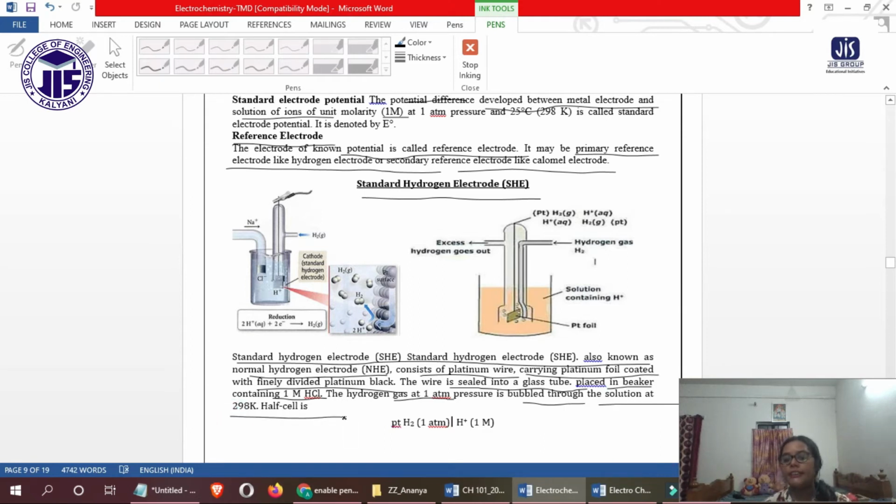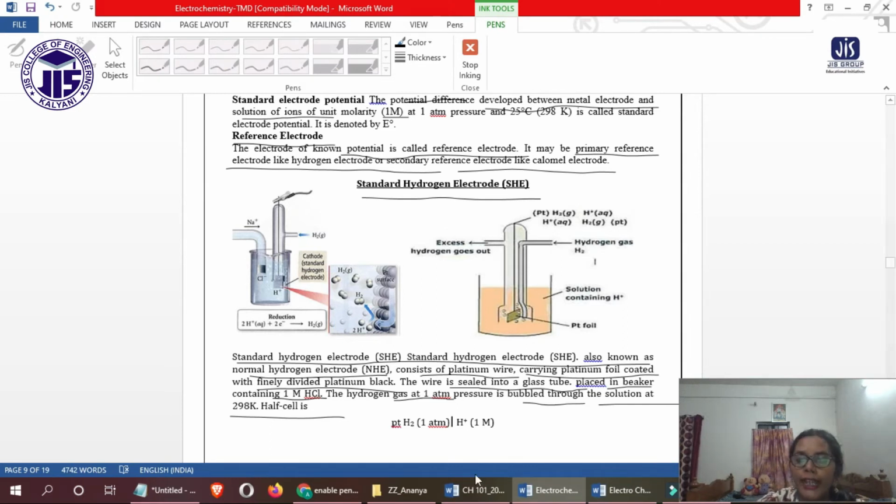So, what will be the half cell? The electrode containing the platinum wire, carrying the platinum foil which is coated with finely divided platinum black, will be dipped into the beaker, where the conditions are standard: the solution is 1 molar, the pressure is 1 atmosphere, and the temperature is 298 Kelvin. So, these are all standard conditions we have.